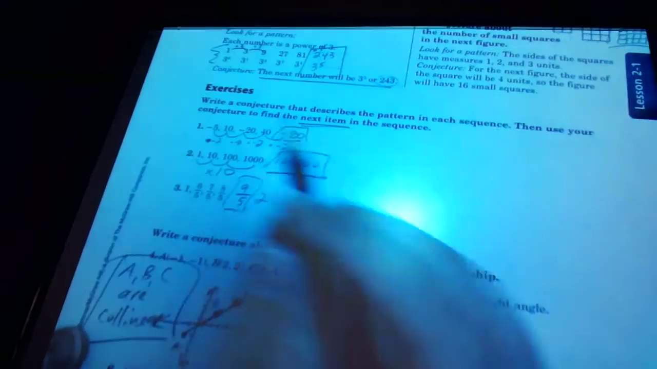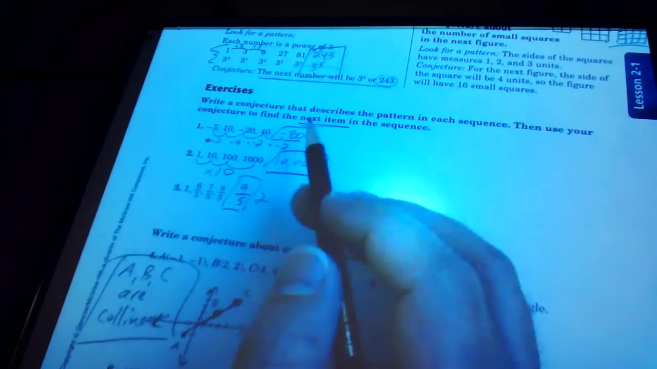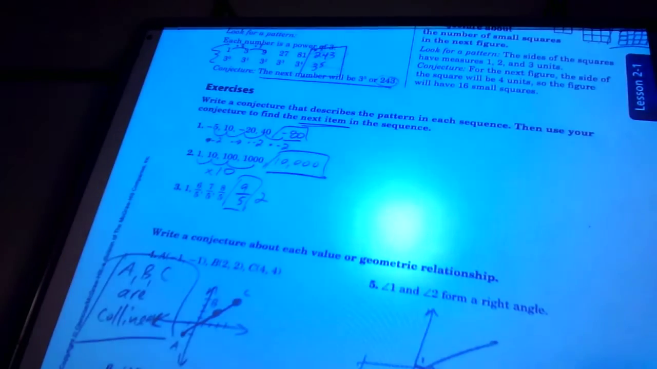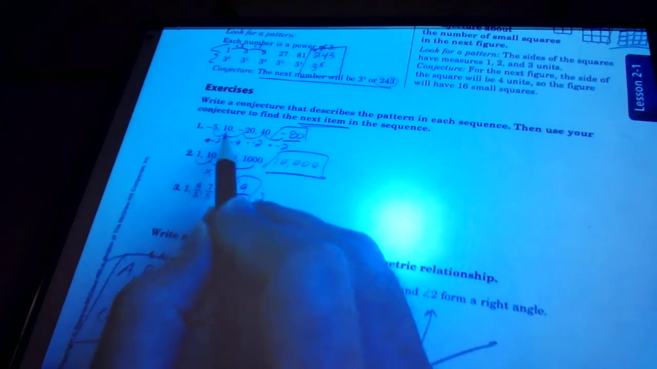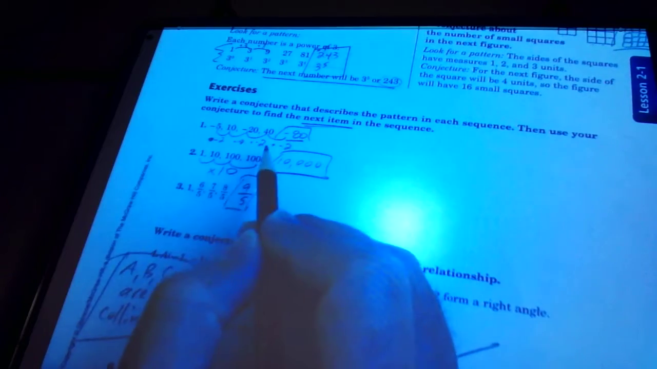All right, keep going. Write a conjecture that describes the pattern in each sequence. Use your conjecture to find the next item in the sequence. So we're not going very far down the sequence chain. We're just finding the next one, or the one that's missing that happens to come next. All right, here we go. To get from -5 to 10, 10 to -20, -20 to 40, we multiplied by -2.